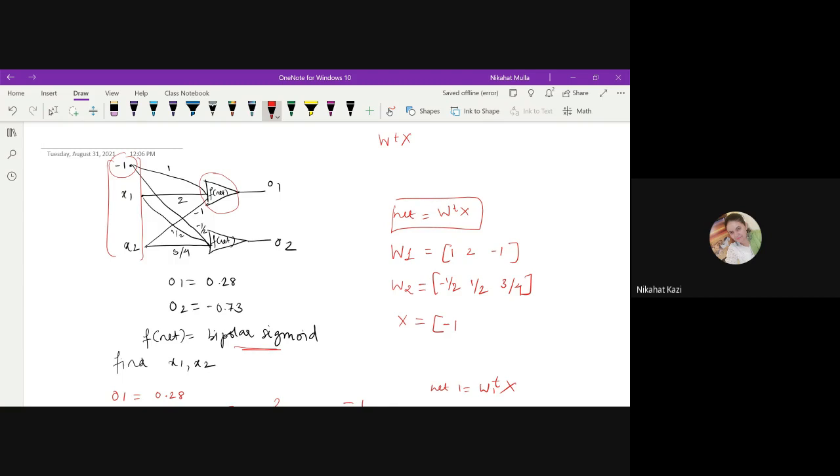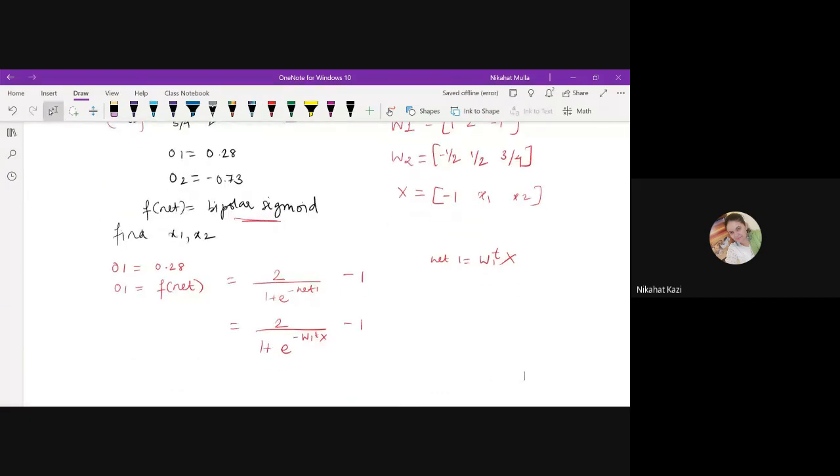Next. Now we have this x1. We were in the process of writing our vector for inputs. So it is -1, x1 is unknown, x2 is unknown. So this is our input vector. These are the weight vectors and the input vectors. Now we have formulated all our vectors. Now what we will do is write x here.